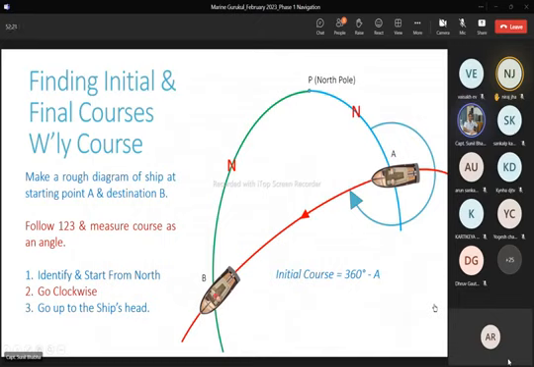Let's come to the destination position now. We have identified the northerly direction. Let's go clockwise from the northerly direction and go up to the ship's head. So this light blue arc and arrow gives us the final course of the ship. Now again, looking at this diagram, what we know from the cosine formula is this internal angle B. What we now require for our final course is the angle represented by the light blue arc going up to the ship's head. So how do we find it?